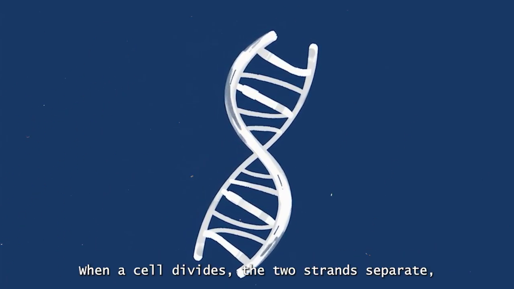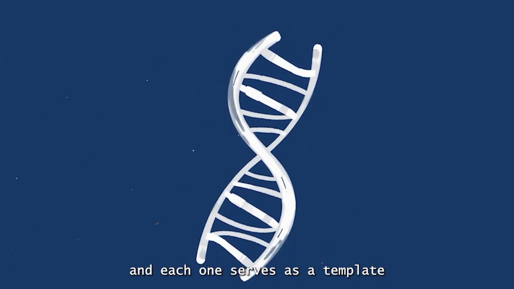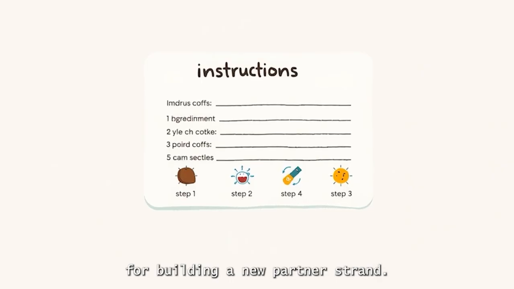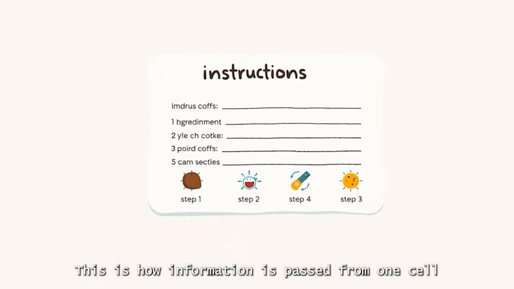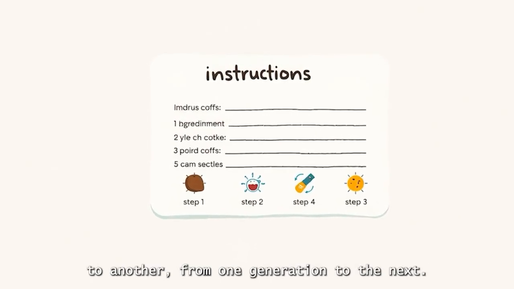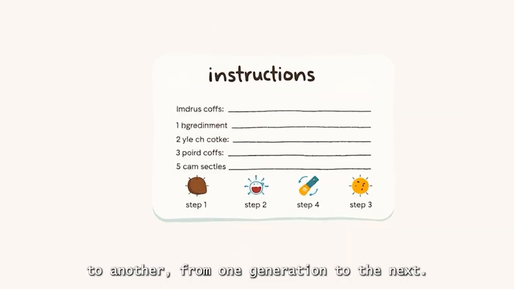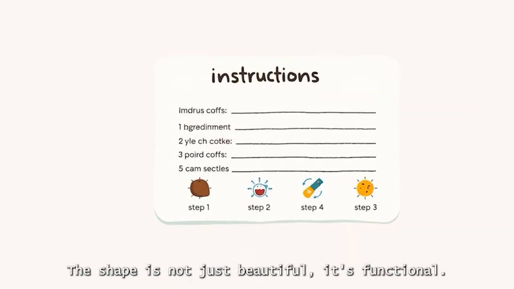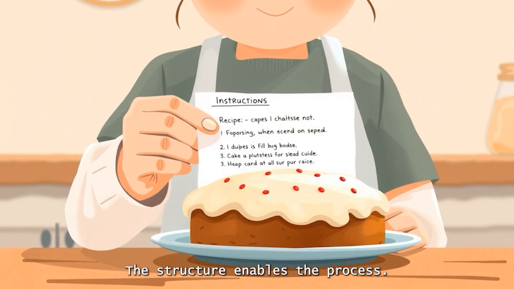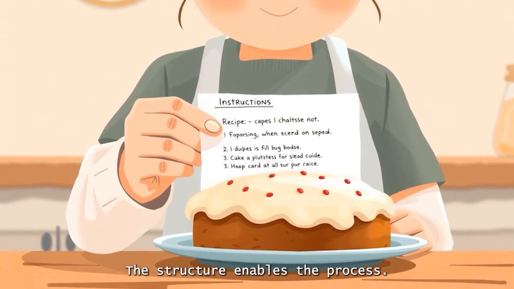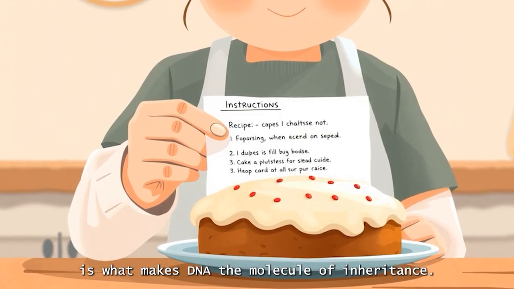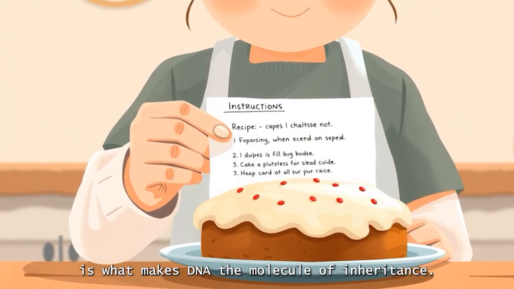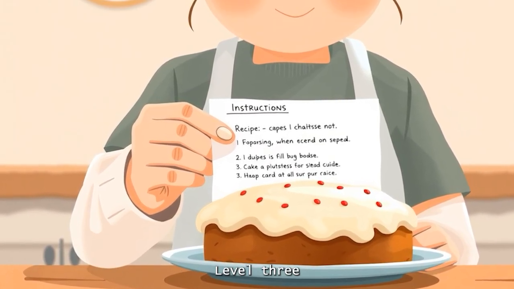When a cell divides, the two strands separate, and each one serves as a template for building a new partner strand. This is how information is passed from one cell to another, from one generation to the next. The shape is not just beautiful, it's functional. The structure enables the process, and that process, that ability to replicate and pass on information, is what makes DNA the molecule of inheritance.